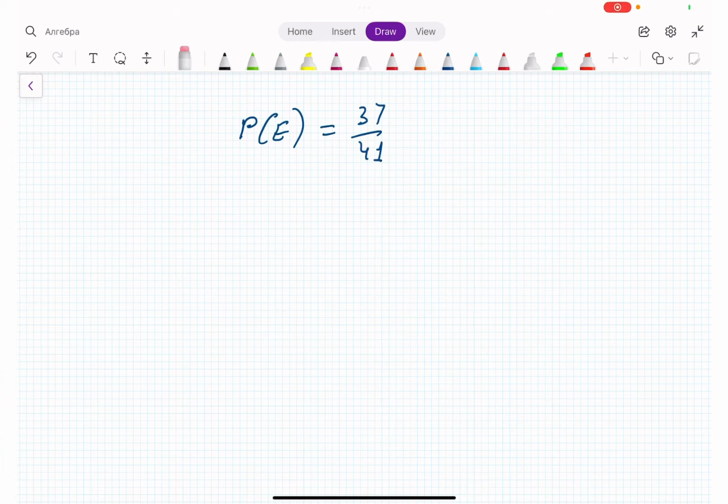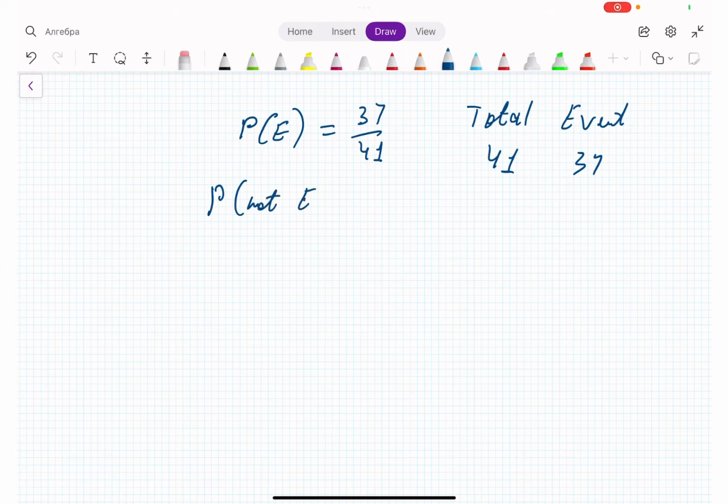So the probability for the event will not happen. Let's understand what 37 over 41 means. That means in total we have 41 and 37 times the event happened. So the probability that the event will not happen is going to be 41 minus 37, yes? So it's going to be equal to 4. Now, the event that will not happen has probability 4 out of total 41. And that's going to be our answer.